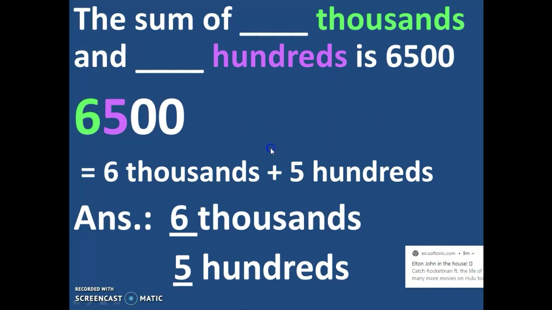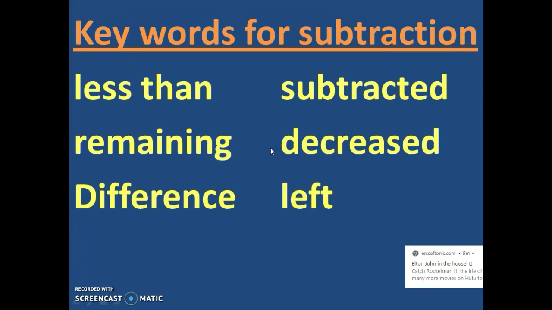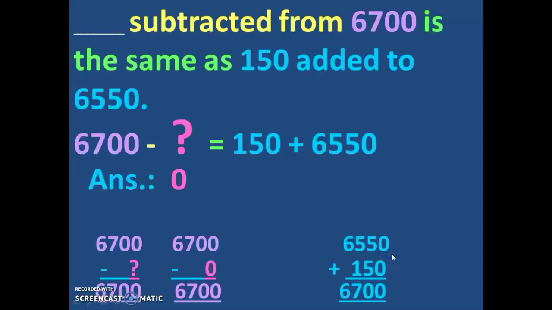Yes, very easy. Now next one is keywords for subtraction. This also I have given you in the worksheet for you to work out the given statement sums very easily. So these are the keywords: less than, subtracted, remaining, decreased, difference, left. These are the words which tell you that you are going to subtract the numbers. We are going to find the difference between the numbers. So with this we are going to find a few sums, and we are going to work them out now.